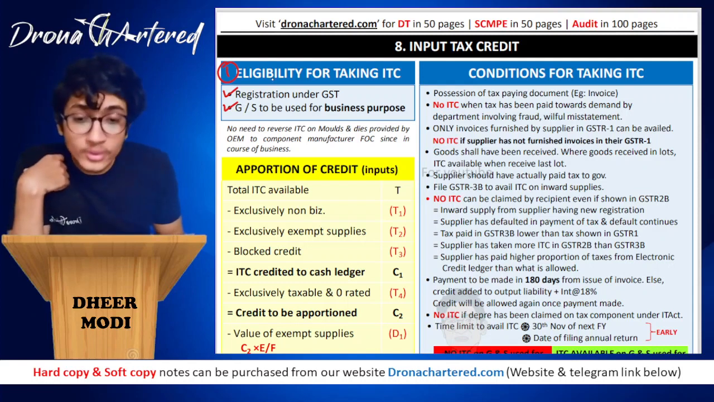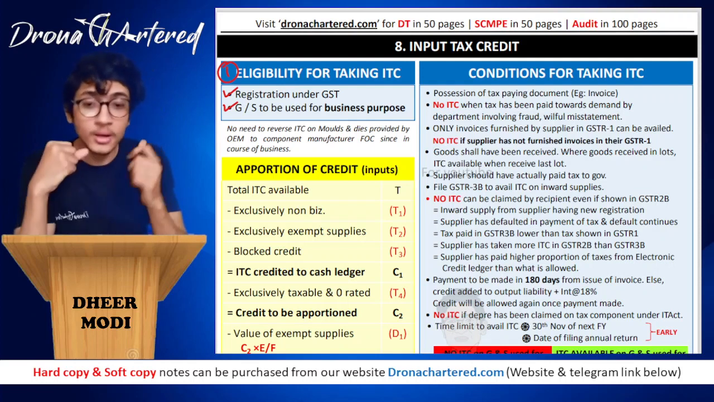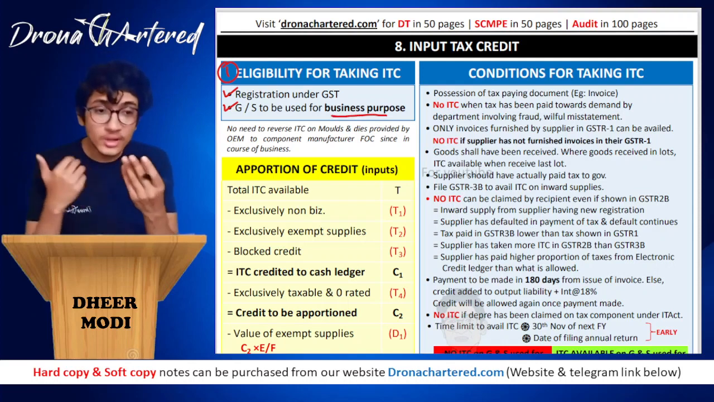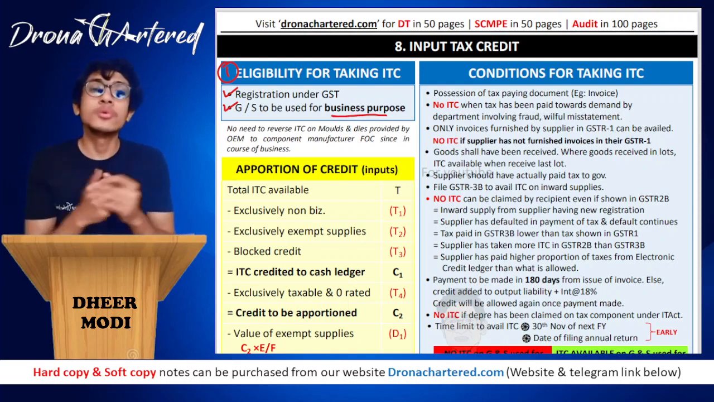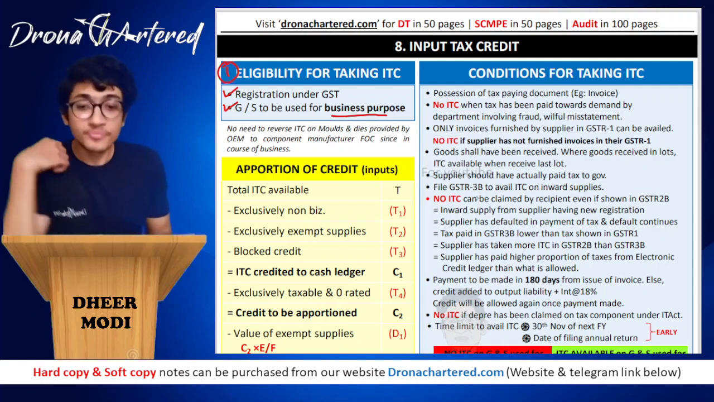So you have to take registration under GST, and the goods and services that you are purchasing should be used for business purpose. That is, whatever business you are doing, it should be used for that purpose only, then will you get ITC.